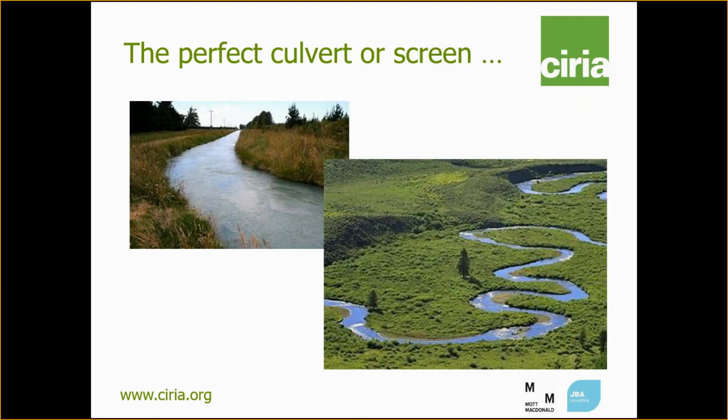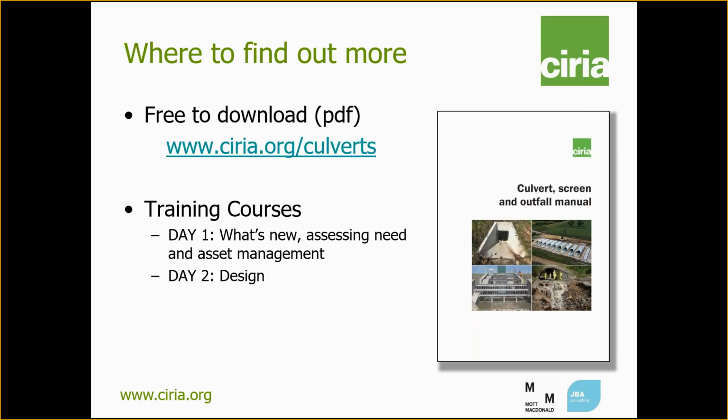If we wanted a perfect screen or a culvert that was fully sustainable, had least maintenance cost and least impact, then these pictures illustrate what they should look like. I'm afraid a culvert, a screen, an outfall inevitably is a compromise, but we've got to make sure it's an appropriate compromise. In terms of finding out more, it's all there in the manual. You can download it either as a low resolution version or a high resolution version. The high resolution version is quite big, but obviously the diagrams are clearer in that one.